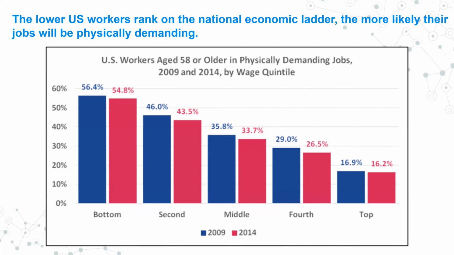The lower American workers rank on the national economic ladder, the more likely their jobs will be physically demanding. Such jobs can lead to more stress, both physical and mental, and higher medical bills. And workers in physically demanding jobs also typically retire earlier, before they can claim their full Social Security benefits. So think about that. The people at the bottom of the economic ladder probably have higher medical bills due to the physical wear and tear on their body. And I'm not just talking about their arteries, but their backs and injuries.